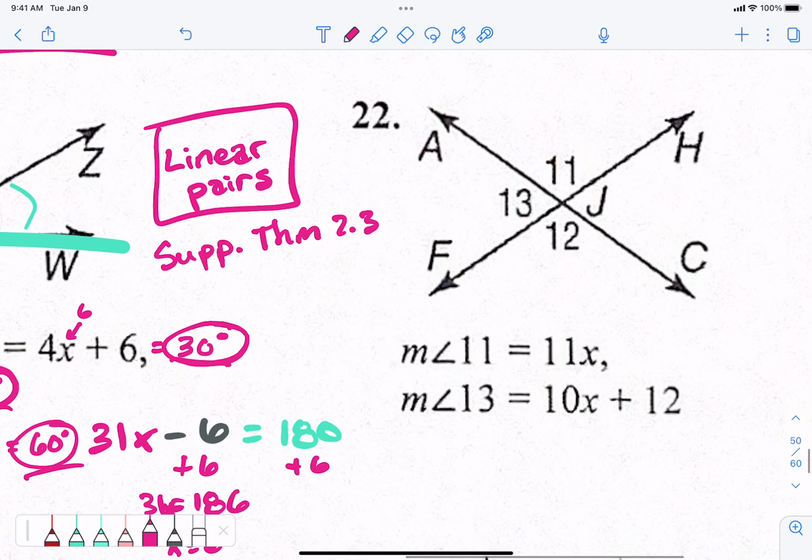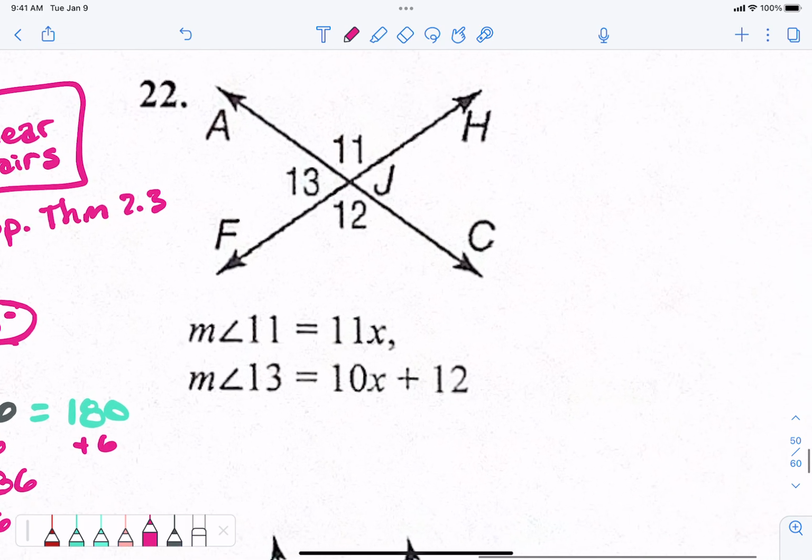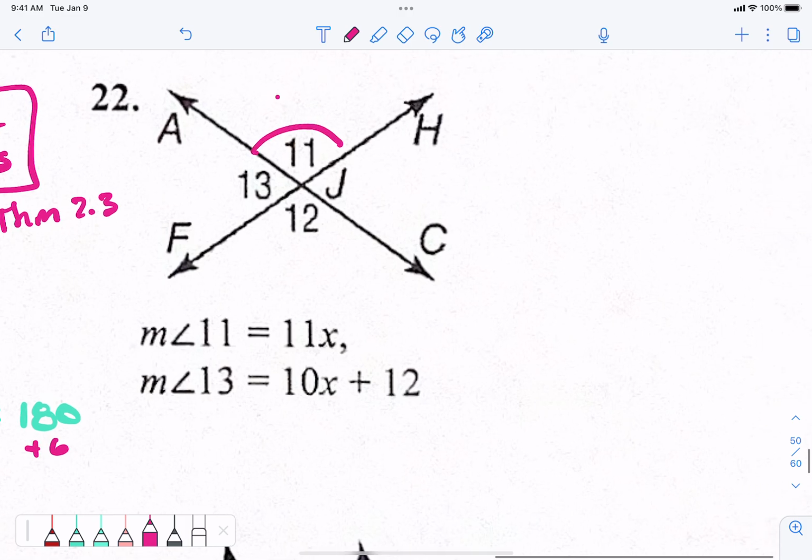Are we able to use our green sheet? Yes. Are we able to use our green sheet on the test? Yes, you may. 11 is 11x and 13 is 10x plus 12.